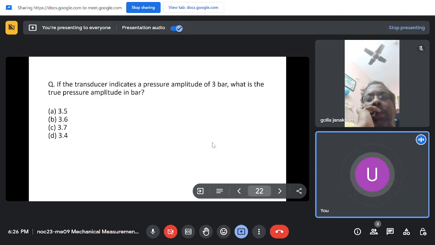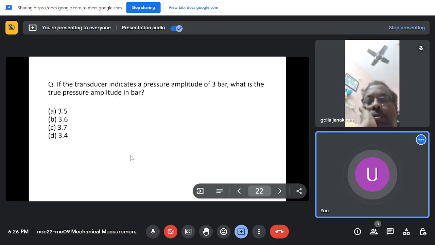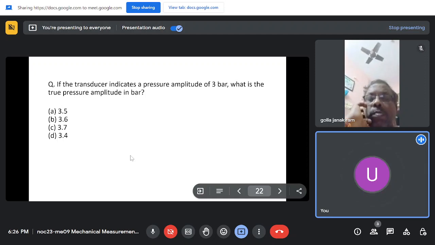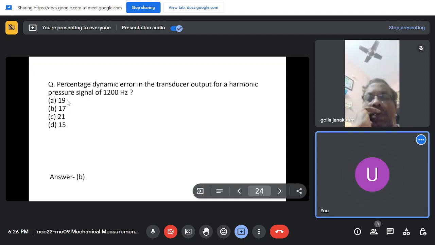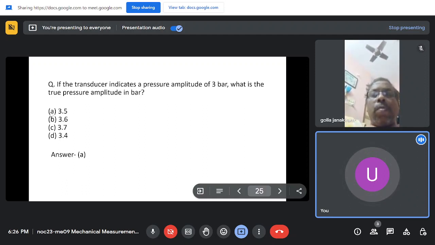And then the following question was, if the transducer indicates a pressure amplitude of 3 bar, what will be the true pressure amplitude? In that case, the true pressure amplitude will be the magnitude ratio into the input. The input is 3 bar, so 1.17 into 3 bar, which will give you 3.51 bar. So that's the true pressure amplitude. So the options will be option B, 17, for the dynamic error, and 3.5, option A, for the pressure amplitude.